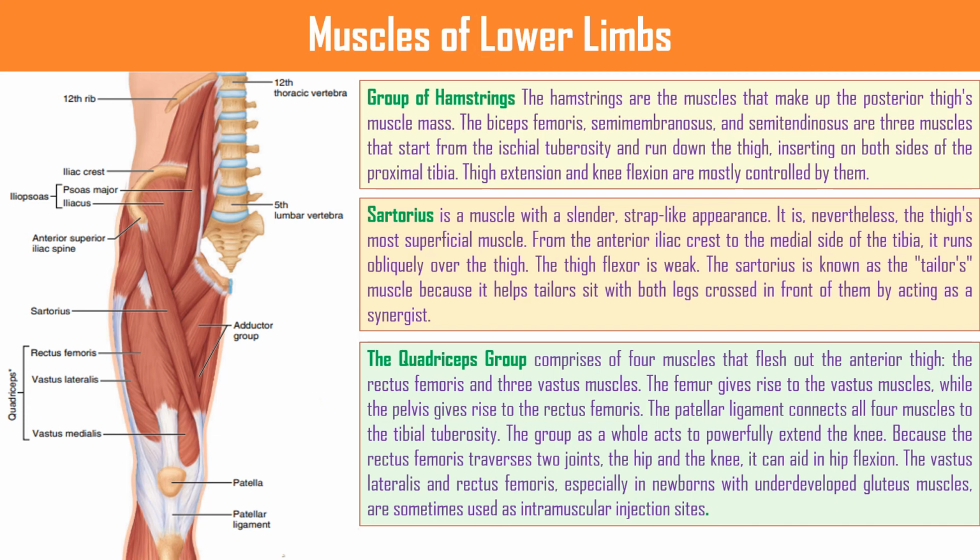The group as a whole acts to powerfully extend the knee. Because the rectus femoris traverses two joints, the hip and knee, it can aid in hip flexion. The vastus lateralis and rectus femoris, especially in newborns with underdeveloped gluteus muscles, are sometimes used as intramuscular injection sites. So these were the muscles of the lower limb.